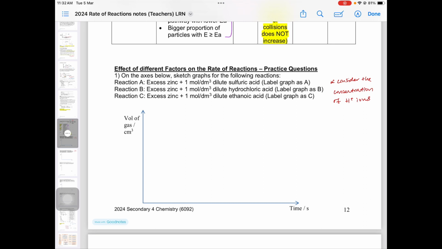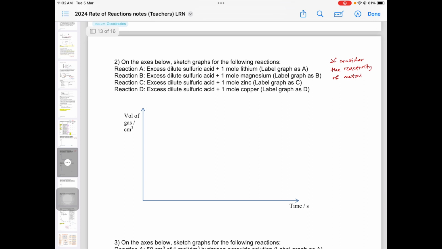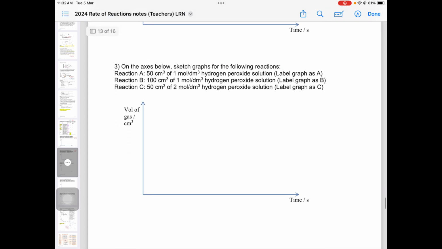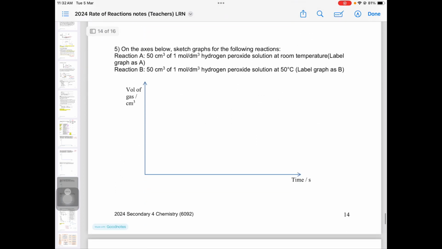So for question 1, I would like to give you a hint. You see that we are using different acids. So in this case, I want you to consider the concentration of the hydrogen ions in the different acids. Second question, we are using different metals, so consider the reactivity of the metals. Questions 3, 4, 5 are more straightforward, so I'll just leave you to do those on your own.